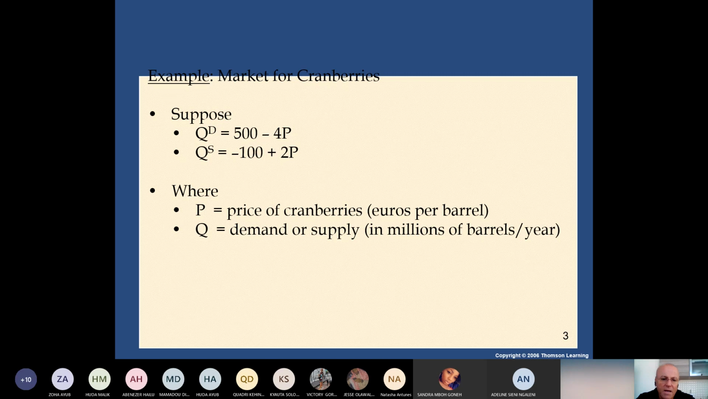Now we have another example. QD is equal to 500 minus 4P, and QS is equal to minus 100 plus 2P. Do you want to solve this problem quickly now and tell me the answers, and I will go through? I can give you 2 minutes to solve this equation to see whether you understand or not. Solve the equilibrium price and equilibrium quantity and tell me quickly.